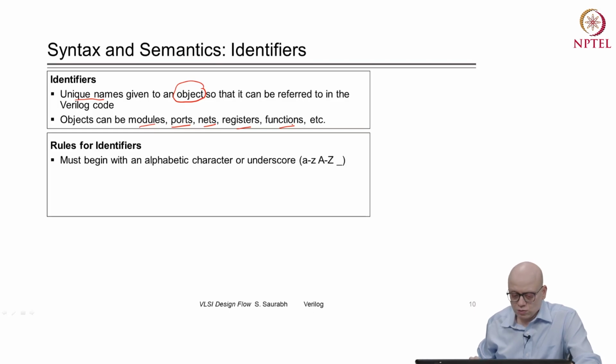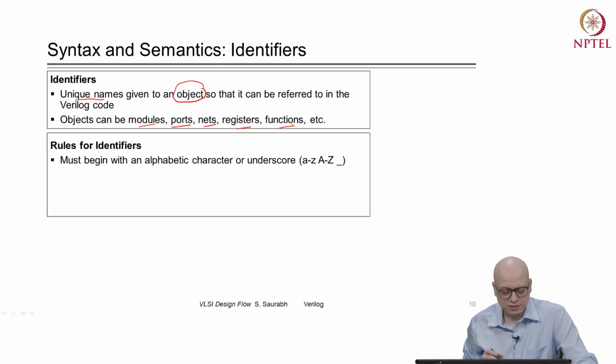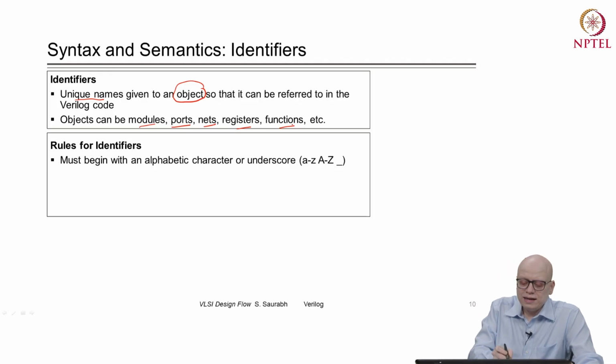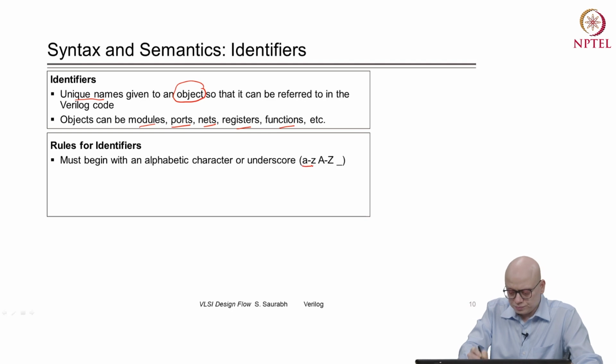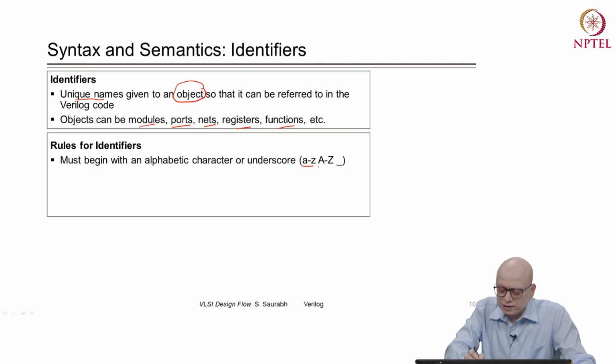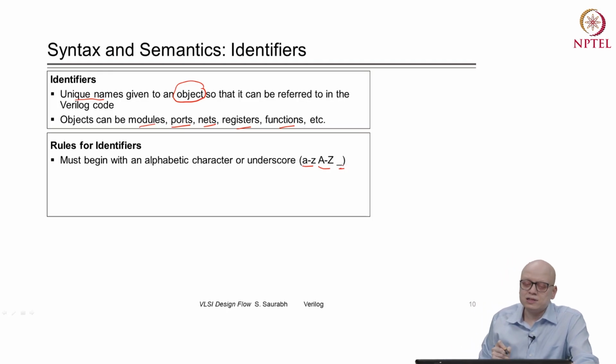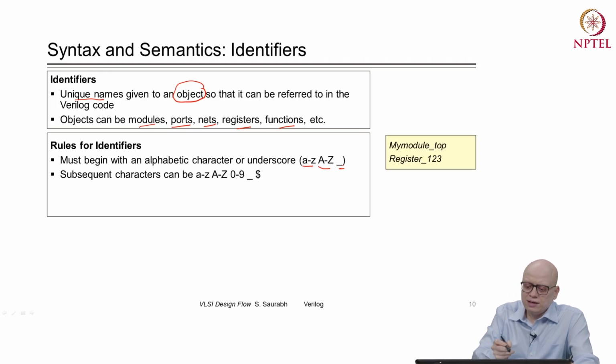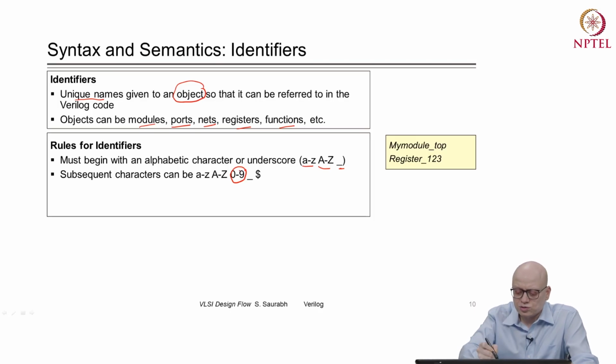So, what are the rules for identifiers? The first rule is that it should start with any alphabet, either small letter a to z or capital letter A to Z, or it can start with an underscore. An identifier must start with only these, and in between it can have numbers also. Subsequent characters can be, in addition to the alphabets and underscore, numbers and dollar signs also.